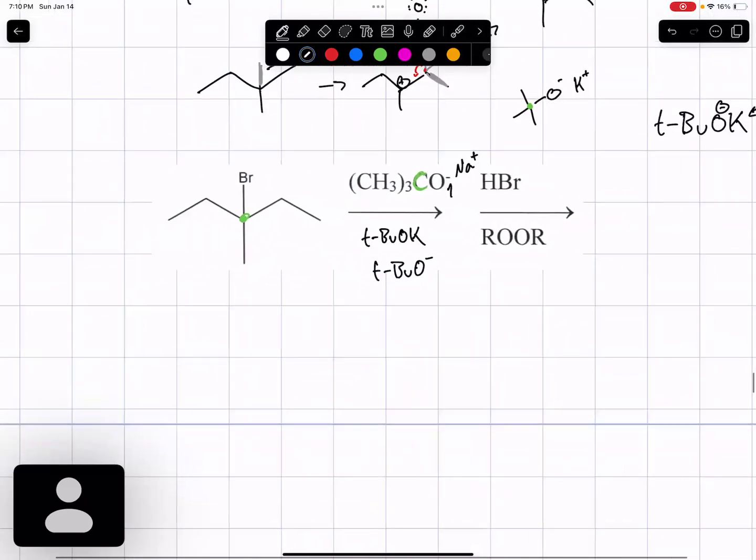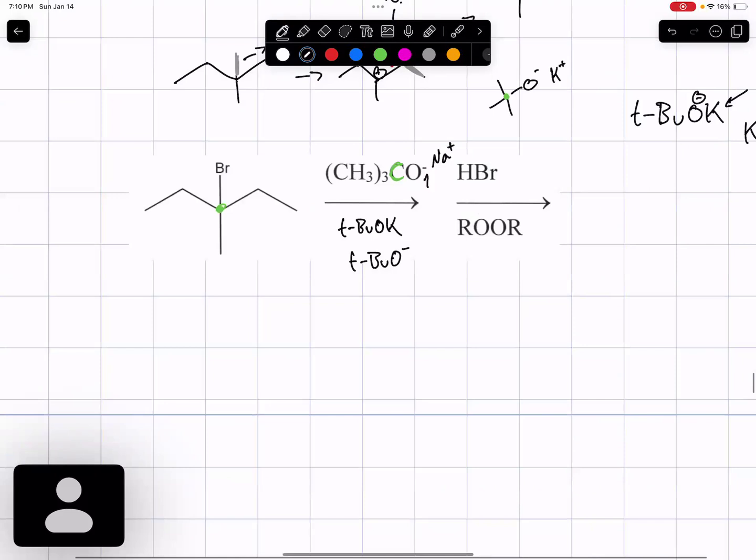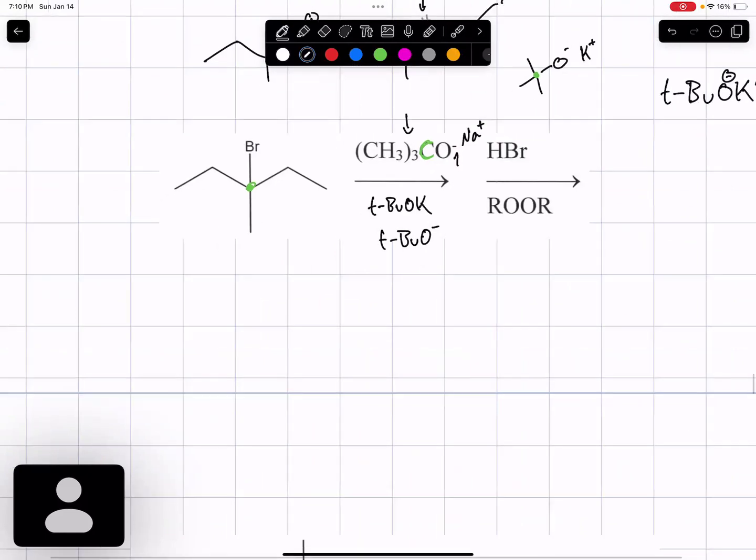Just to look out for that, I think we're just going to write it like this. But if we decided to write it like this, and in the practice exams, that's how they write it, just know that that's tert-butoxide. Okay, this is a bulky base, right?